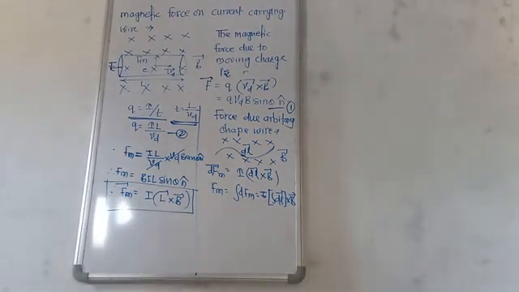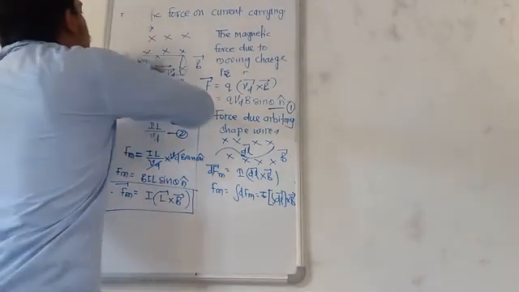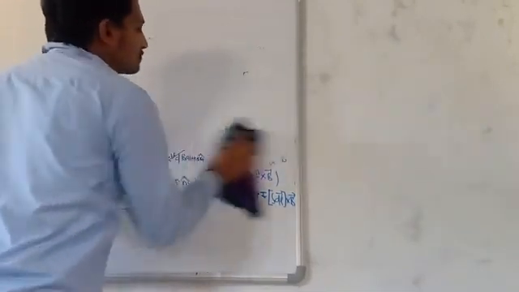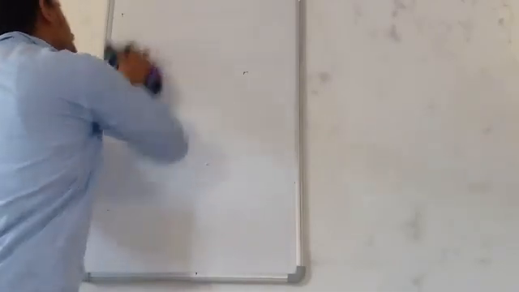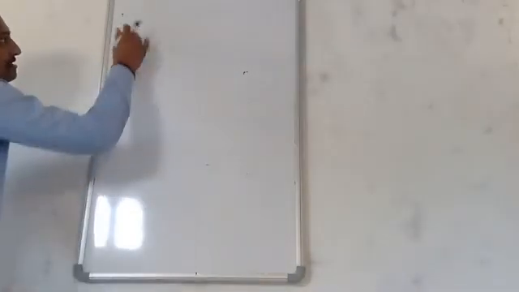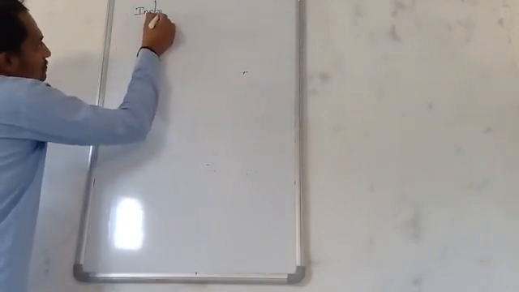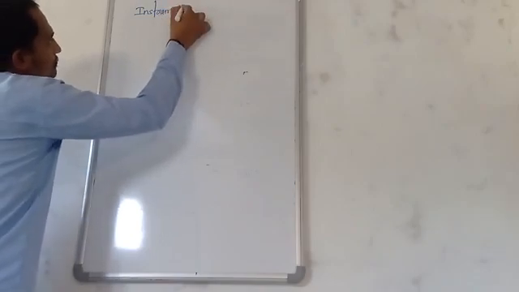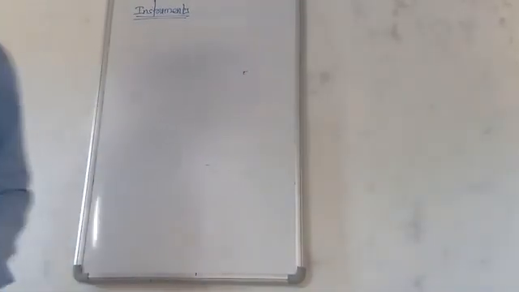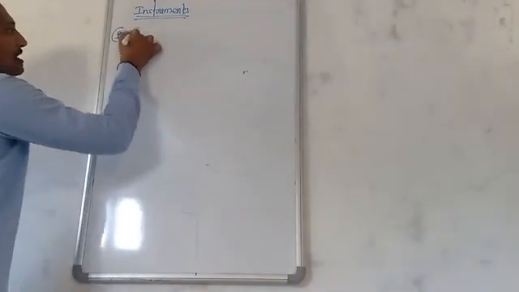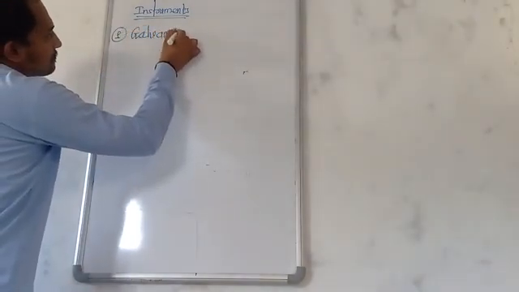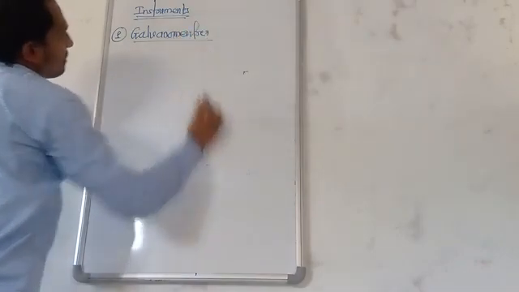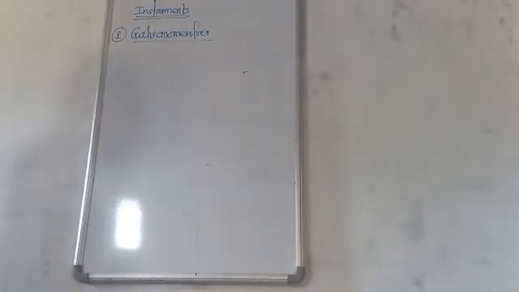Next, after this we are discussing instruments, those which depend on magnetic field. The instrument that depends on magnetic field is the galvanometer. How the galvanometer depends on magnetic field, we have to discuss in this topic.